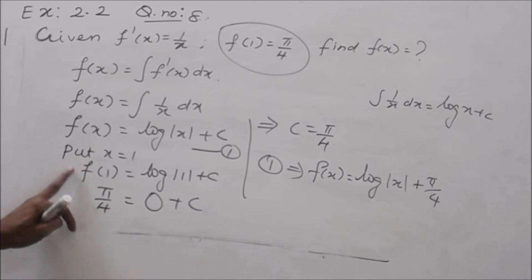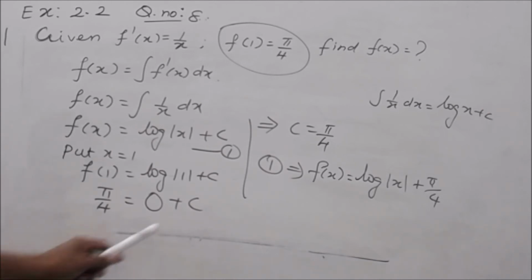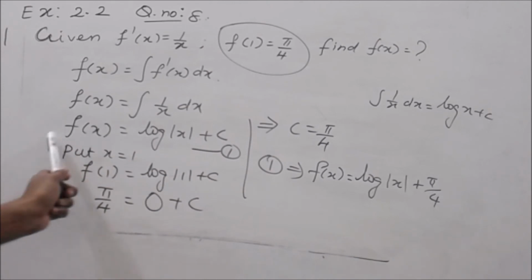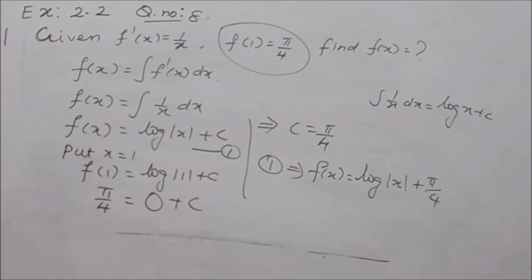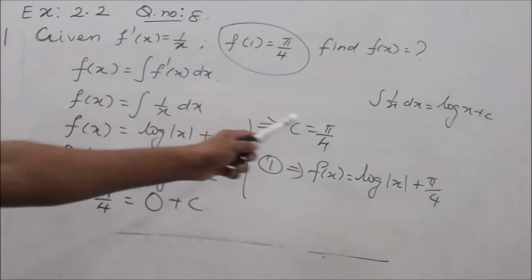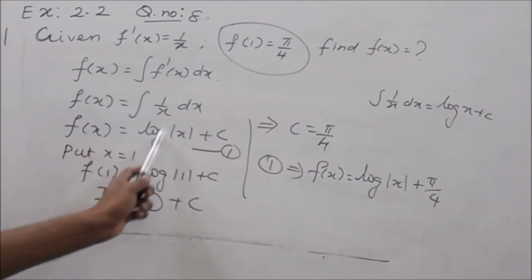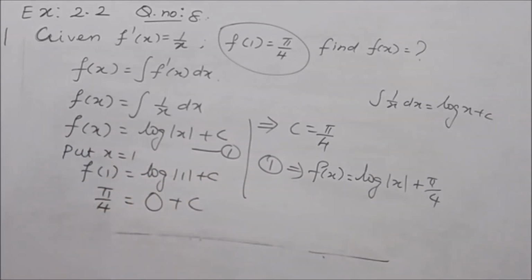For f of 1, they have given pi by 4. Substituting it, pi by 4 equals 0 plus c, which implies c is equal to pi by 4. Substituting c equals pi by 4 in the integrated function, we get f of x is equal to log of modulus x plus c, that is c equal to pi by 4. Substituting here, log of modulus x plus pi by 4. This is the last problem.